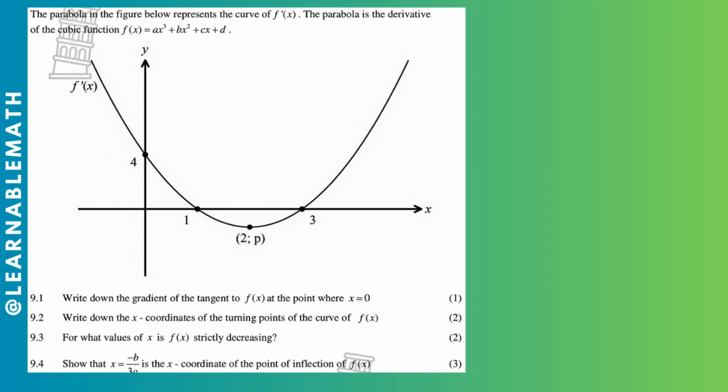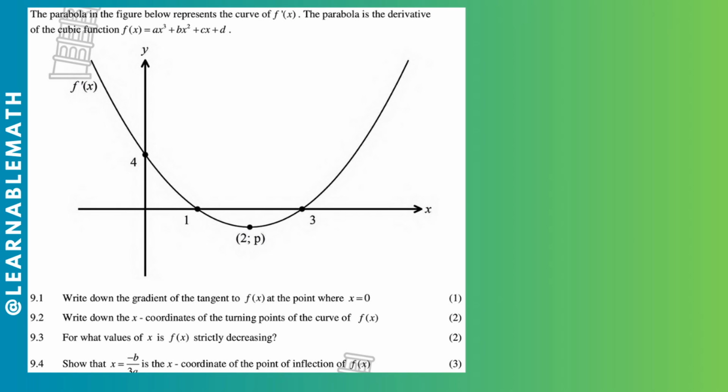All right, quite an interesting question on your calculus section. So we are given that the parabola in the figure below represents the curve of f prime of x. So you know that this is the derivative of the cubic function f of x equals ax cubed plus bx squared plus cx plus d. Okay, guys, we have to be very careful and listen to this first statement. The parabola here is the first derivative of our cubic function.